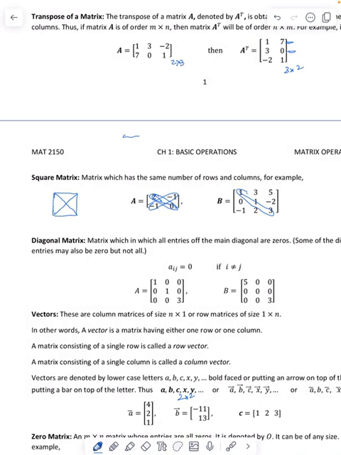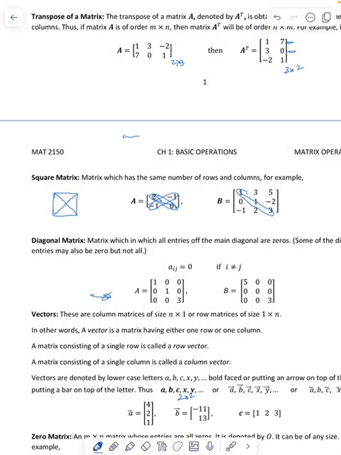So for example, down here, A has entries on the main diagonal. All of them are non-zero, so this is a diagonal matrix. But in the B matrix we have 5, 0, 3 as our entries on the main diagonal, and we see that there is one 0 entry and 2 are non-zero, so we still call it a diagonal matrix.